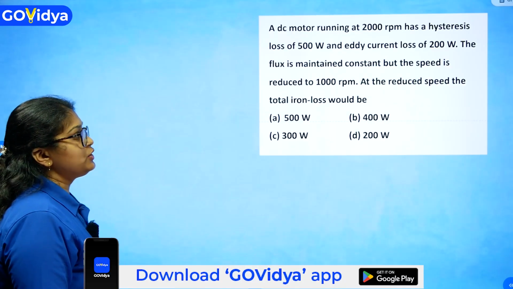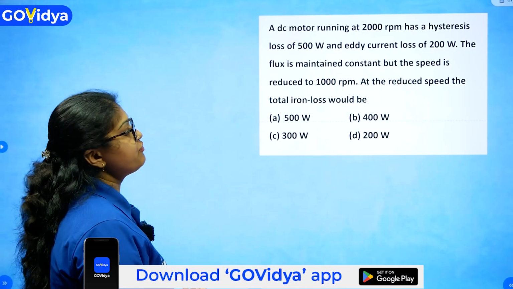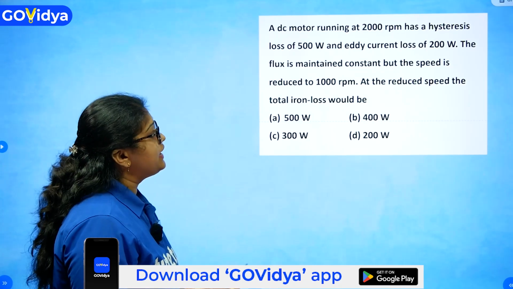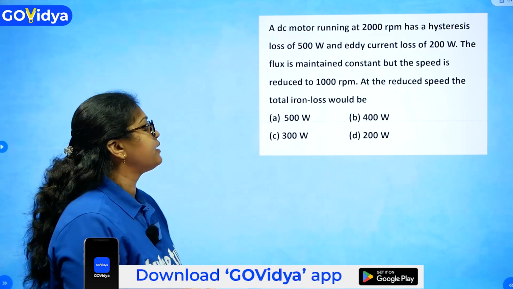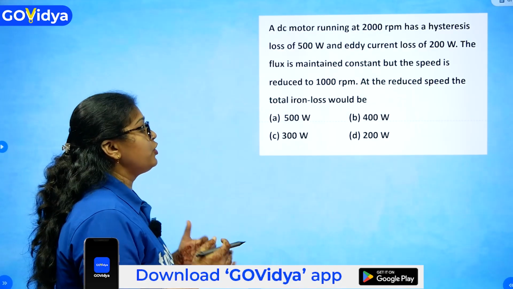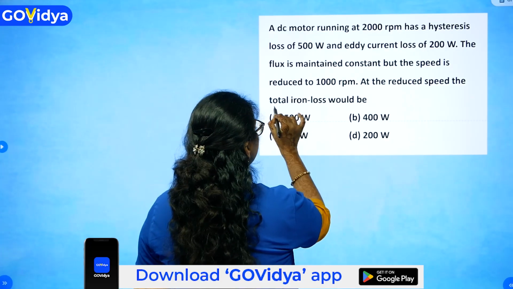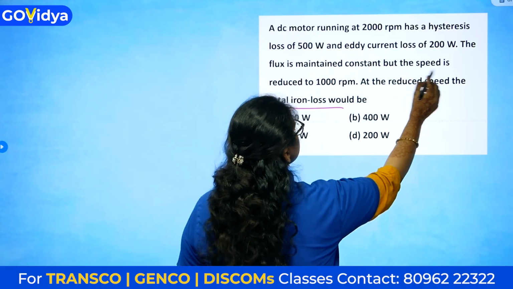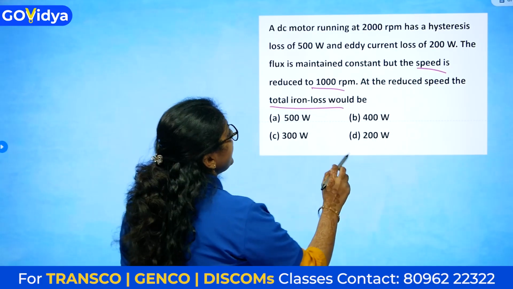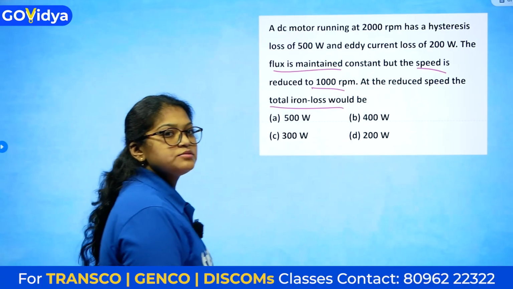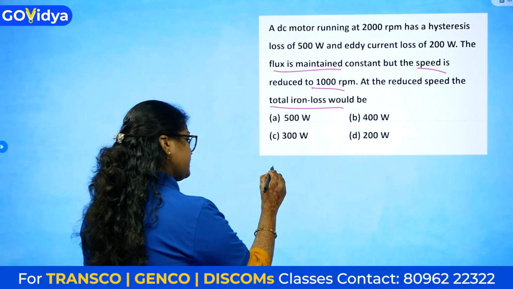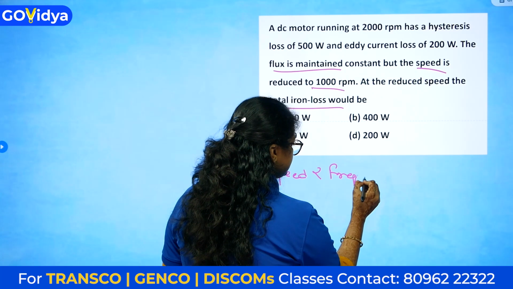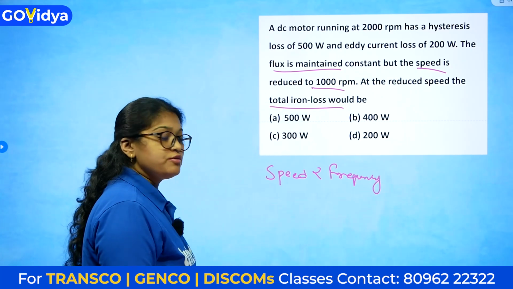A DC motor running at 2000 RPM has hysteresis loss of 500 watts and eddy current loss of 200 watts. The flux is maintained constant but the speed is reduced to 1000 RPM. At the reduced speed, we have to find the total iron losses. Before finding that, they are saying that speed is reduced to 1000 RPM and flux is maintained constant. We know in general speed is directly proportional to frequency. Yes, directly proportional to frequency.